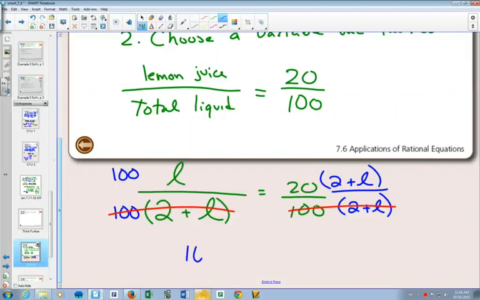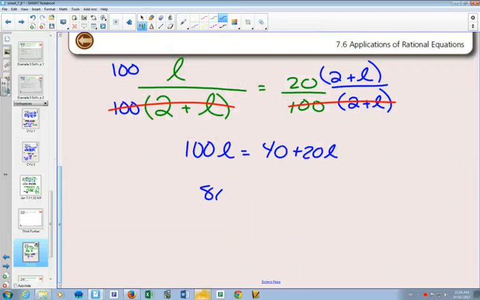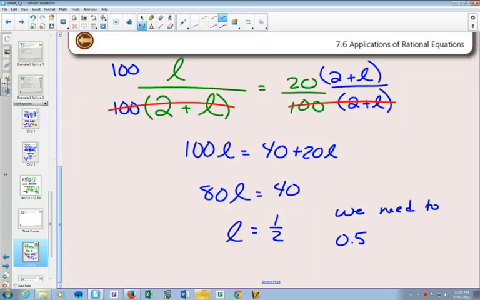We're going to have 100L equals 40 plus 20L. 80L equals 40. L equals 1/2. So we need to add 0.5 liters of lemon juice.